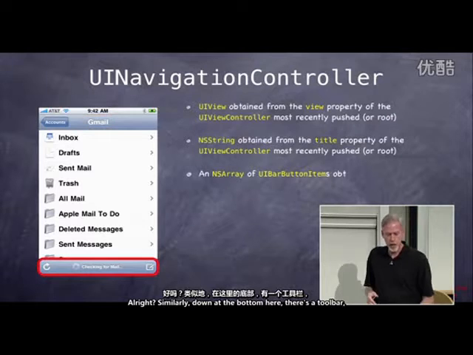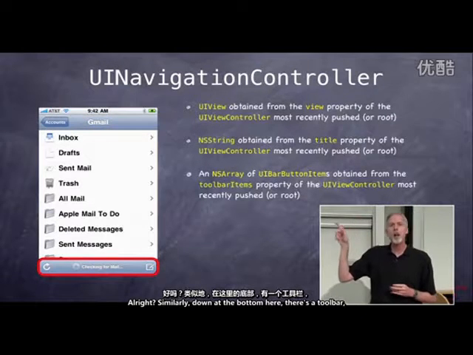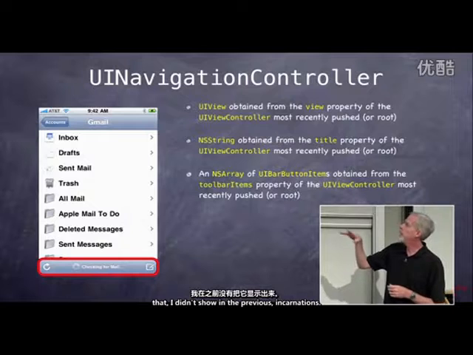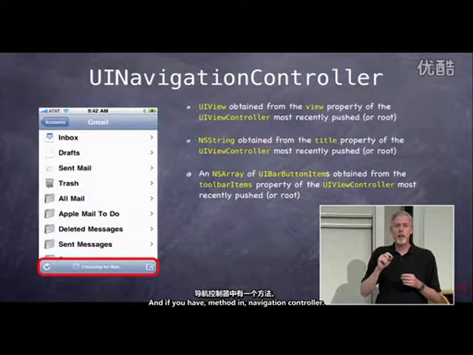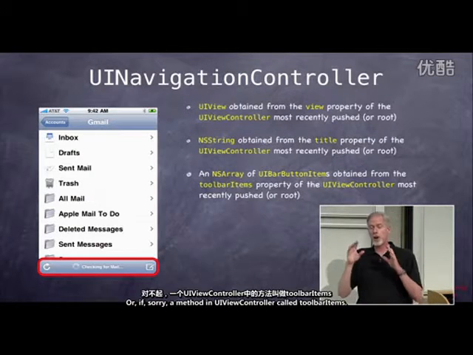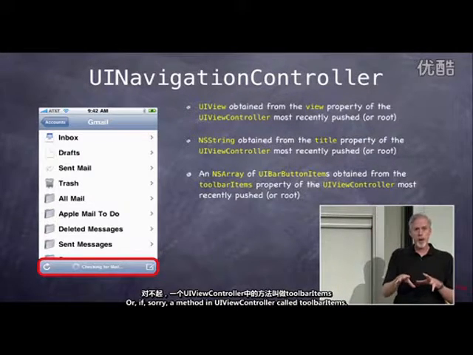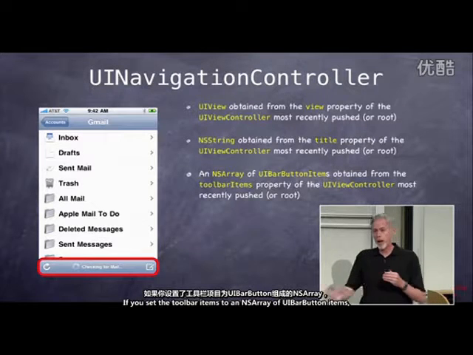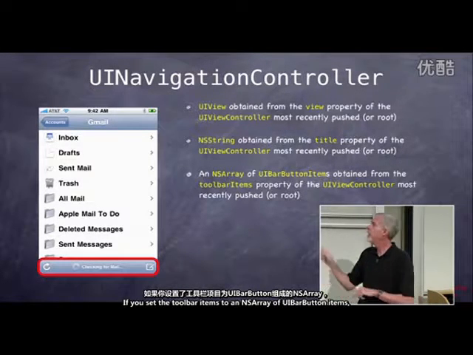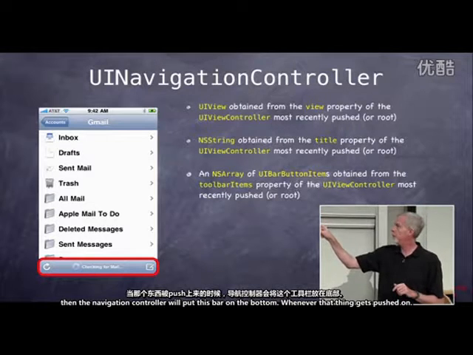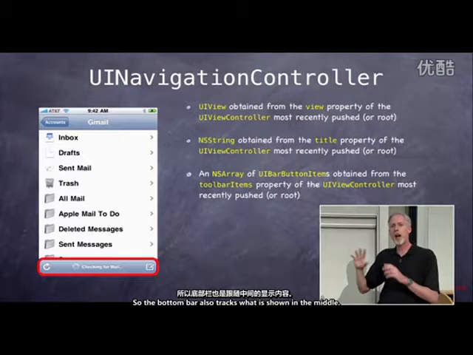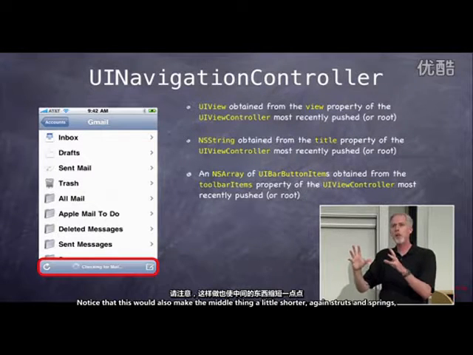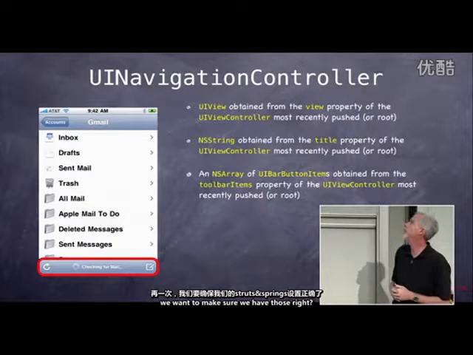All right. Similarly, down at the bottom here, there's a toolbar that I didn't show in the previous incarnations, but you can have a toolbar. And if you have a method in UIViewController called toolbarItems, if you set the toolbar items to an NSArray of UIBarButtonItems, then the navigation controller will put this bar on the bottom whenever that thing gets pushed on. So the bottom bar also tracks what is shown in the middle. Notice that this would also make the middle thing a little shorter. Again, struts and springs. We want to make sure we have those right.